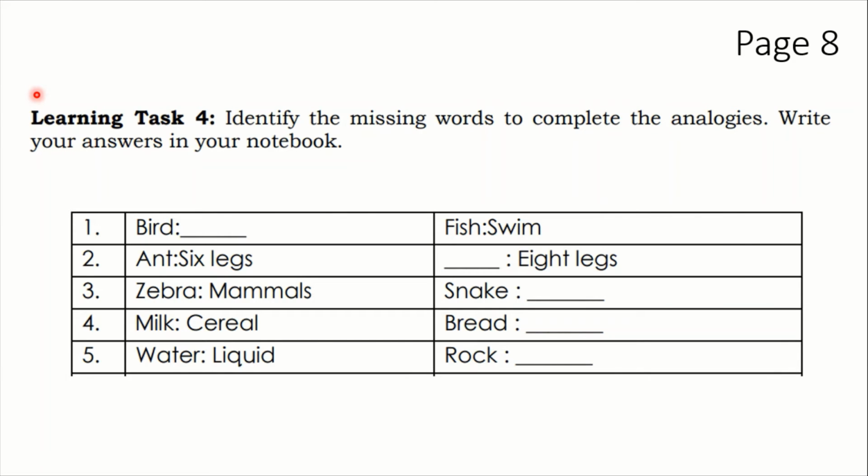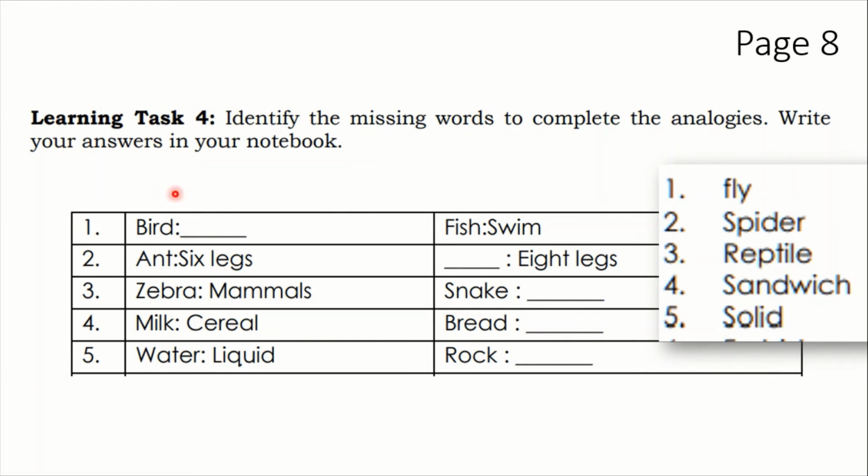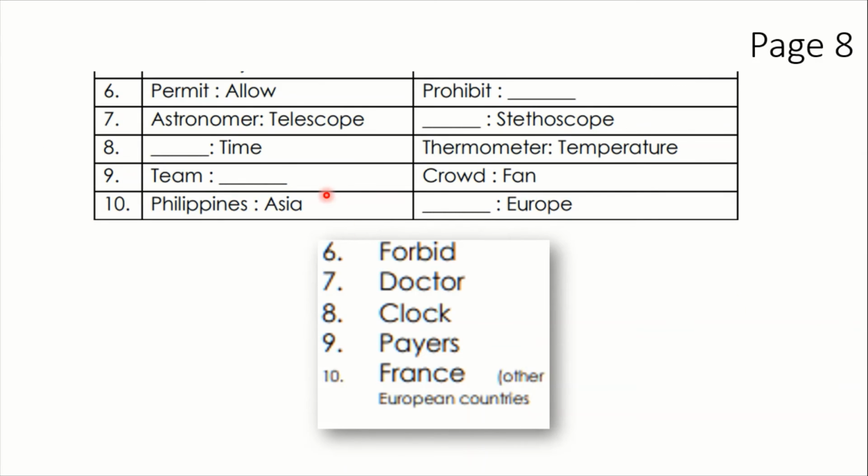Now let us check your answers. For number 1, the correct answer is to fly: bird is to fly as fish is to swim. Number 2, we have spider is to 8 legs. Number 3, snake is to reptile. Number 4, bread is to sandwich. And number 5, rock is to solid. For number 6, permit is to allow as to prohibit is to forbid.